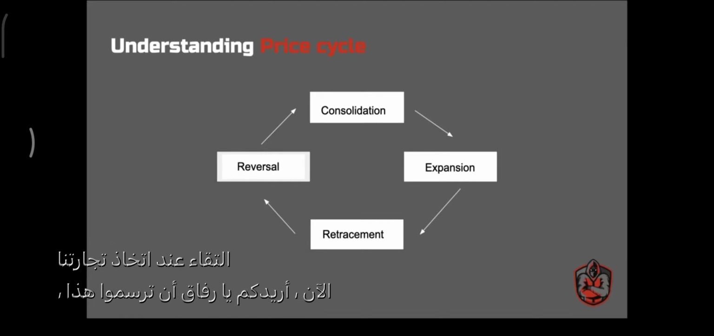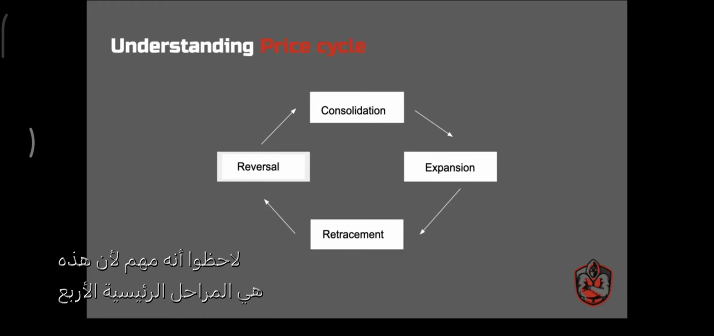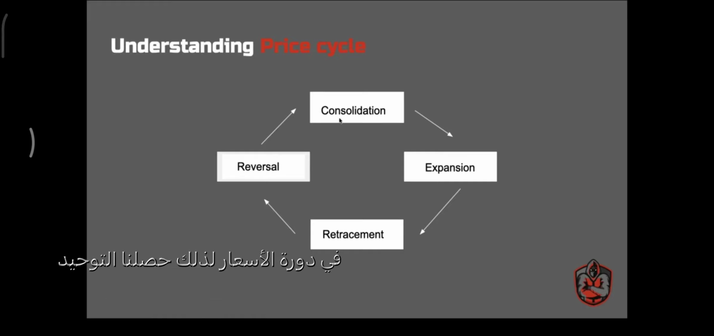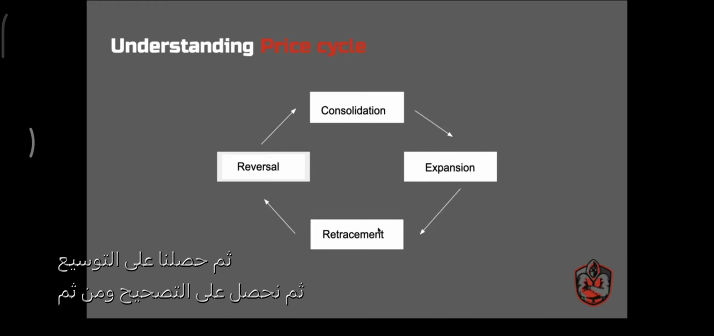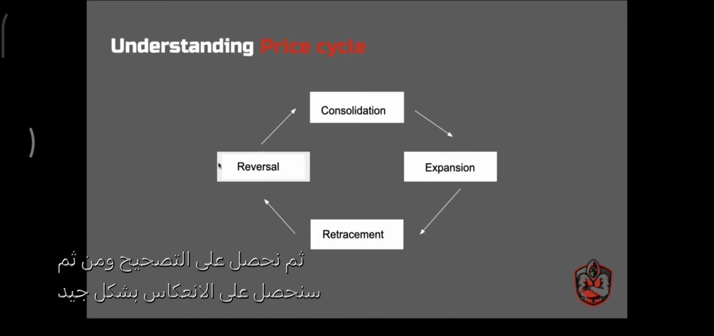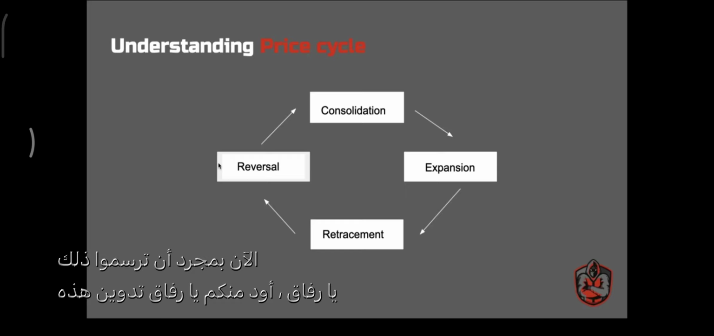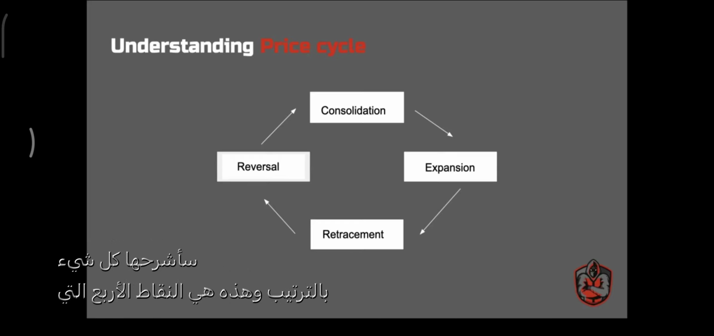Now I want you guys to draw this out, note it down, as it is important, as these are the 4 key phases in price cycle. So we got the consolidation, and then we got the expansion, and then we get the retracement, and then we'll usually get the reversal. Okay, now once you guys drew that out, I would like you guys to note down these bullet points, and the way I'll be explaining it all in order.